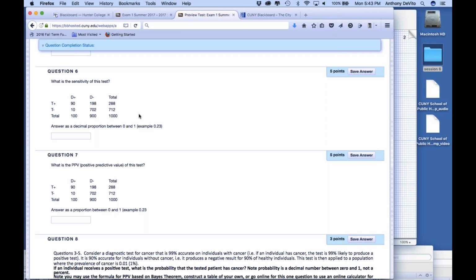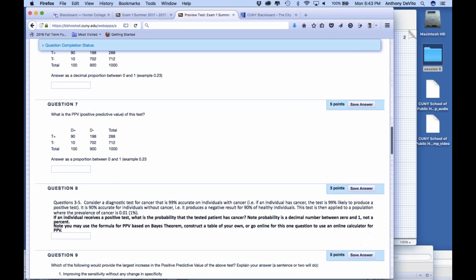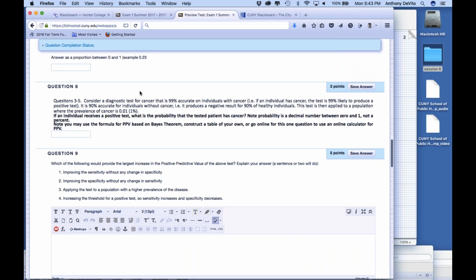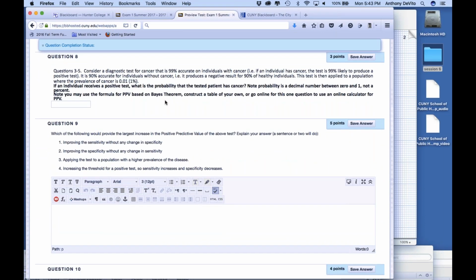So the positive predictive value is 90 over 288. The number of people that tested positive that really had the disease over 288, the total number of people that tested positive. That is a conditional probability, right? Because what are we saying there? We're saying the positive predictive value: what's the probability that you have the disease given that you have tested positive? Probability of disease, plus that pipe symbol, given that you have tested positive, which is T plus. What's the positive predictive value of this test? We just figured that out. At least we figured out the fraction anyway.